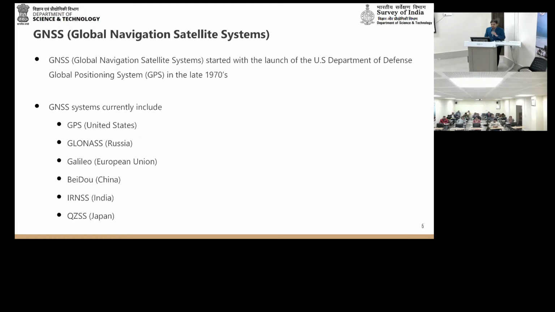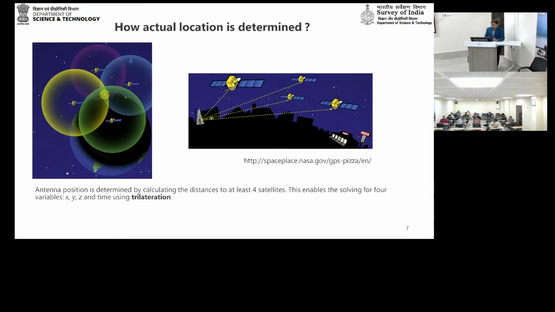by the various countries, and they are used to give positional accuracy with the help of CORS. See how actual location is determined. Antenna position, meaning the instrument position, is determined by calculating the distance to at least 4 satellites. That means at least 4 satellites are needed to get the location of any point. That process we call trilateration, because we have the 4 knowns.